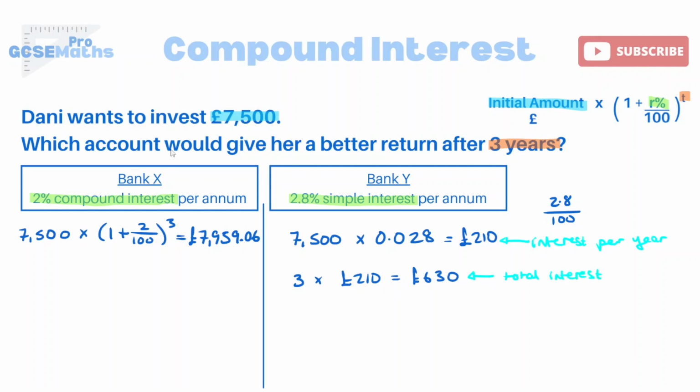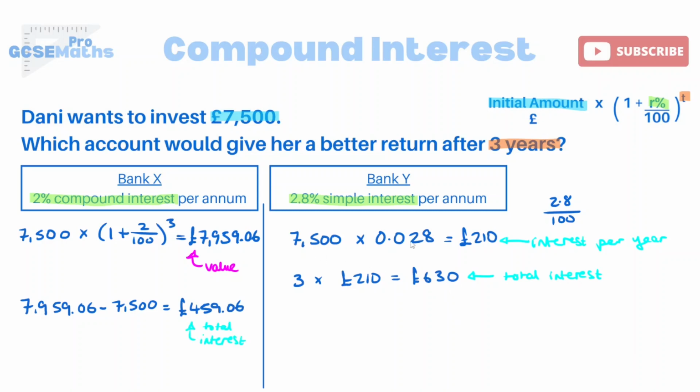Now we can either compare in this case, because it says which account would give her the better return. When they say return on your investment, we're just saying which one is going to give her more money, which one is she going to earn more money from. So either you can compare the interest for both, or you can compare what the value of the account would be after 3 years for both. It doesn't really matter in this case because the starting amount is the same. Let's say we compare the interest. So over here we're going to have to work out the interest, because that is the value of her account, isn't it? That's including the interest. So to find the interest we have to just subtract the initial amount, which should give us 459.06. Okay, that's now the interest.